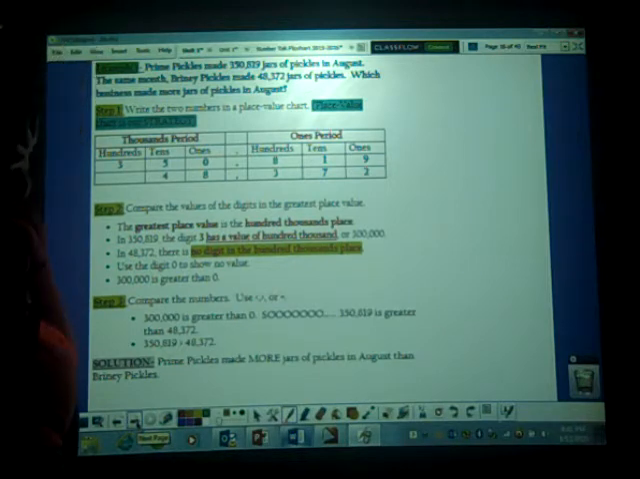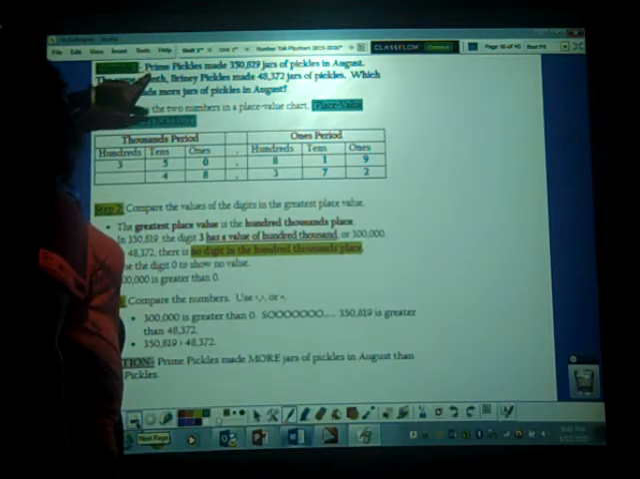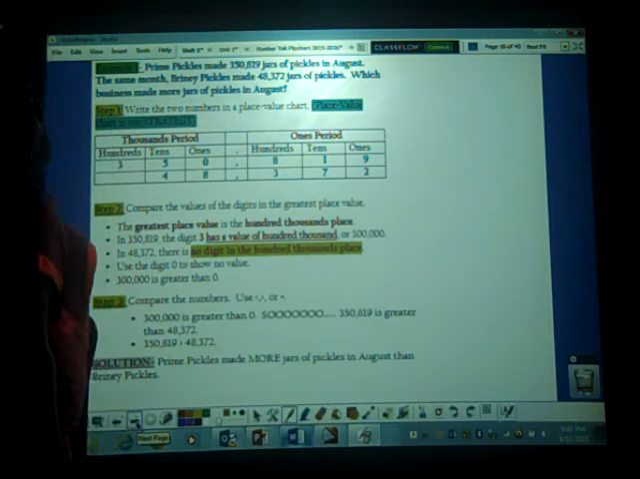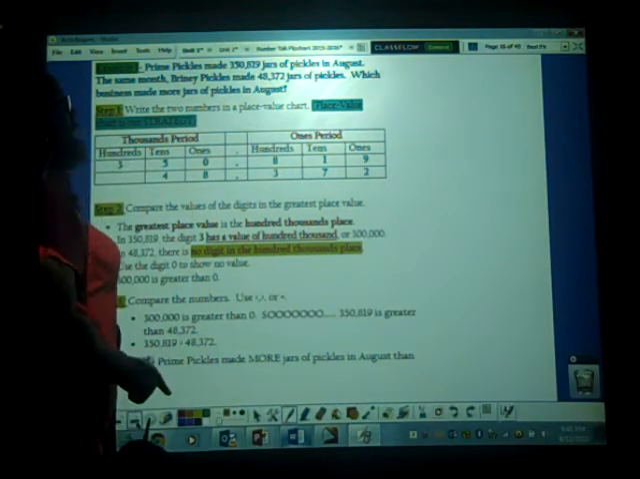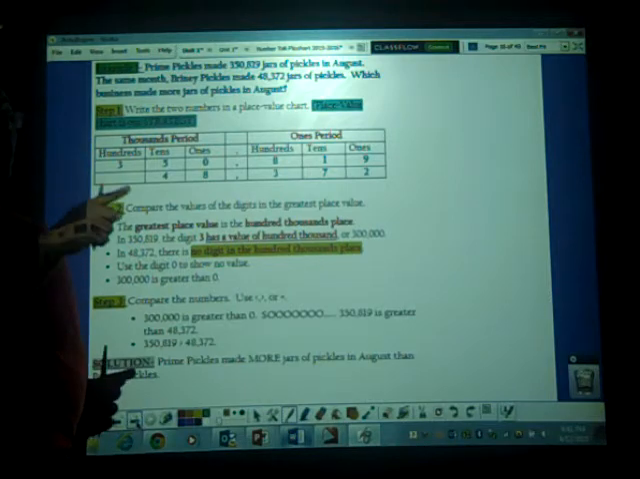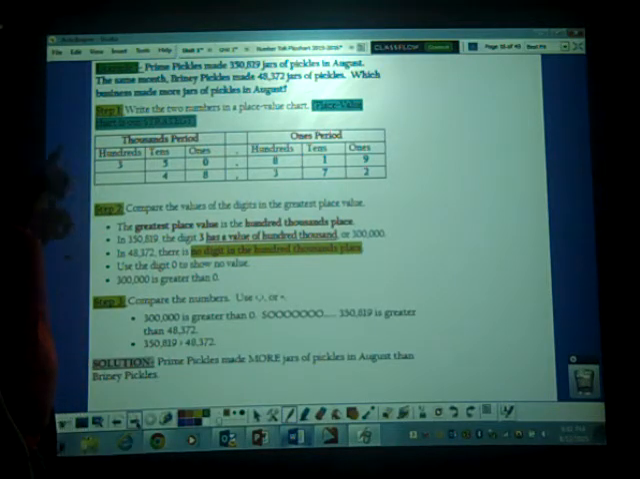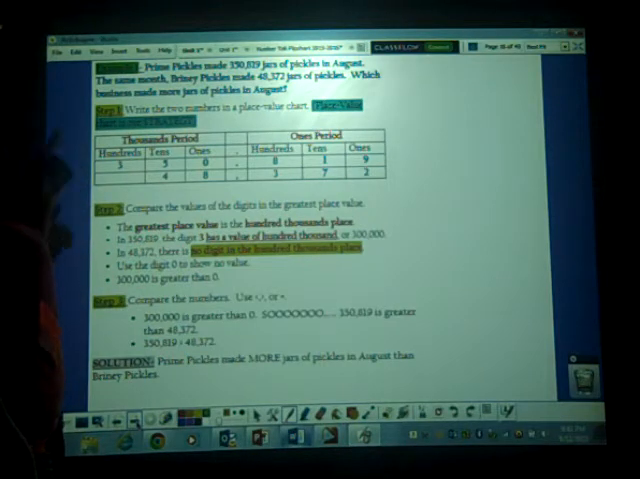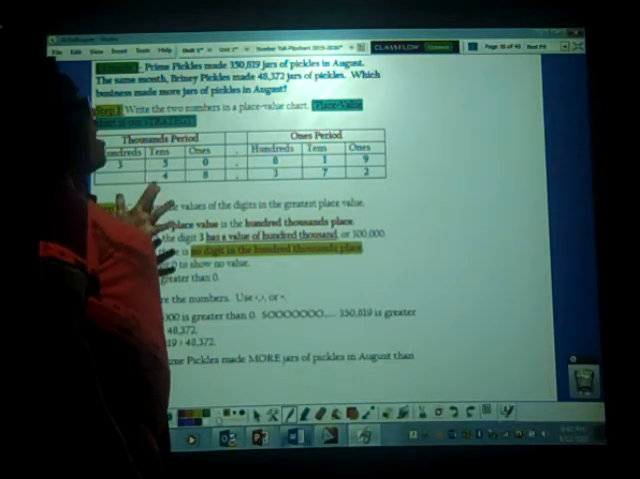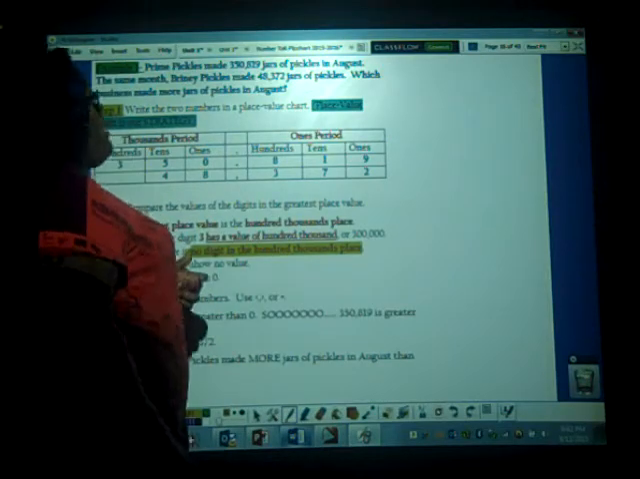So here's the first question as our example. Prime Pickles made 350,819 jars of pickles in August. The same month, Briny Pickles made 48,372 jars of pickles. Which business made more jars of pickles in August?